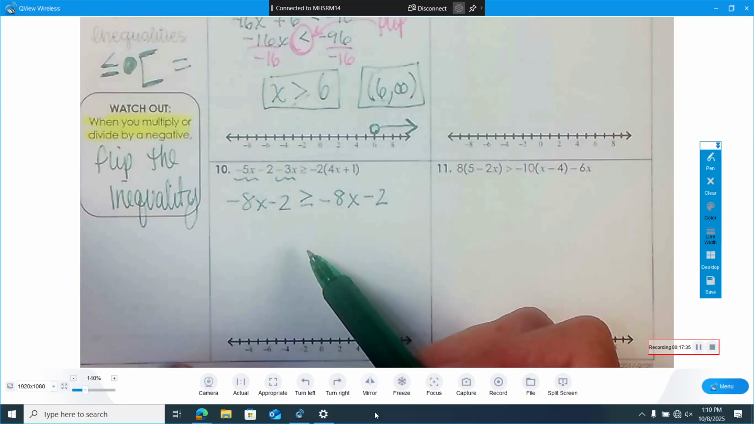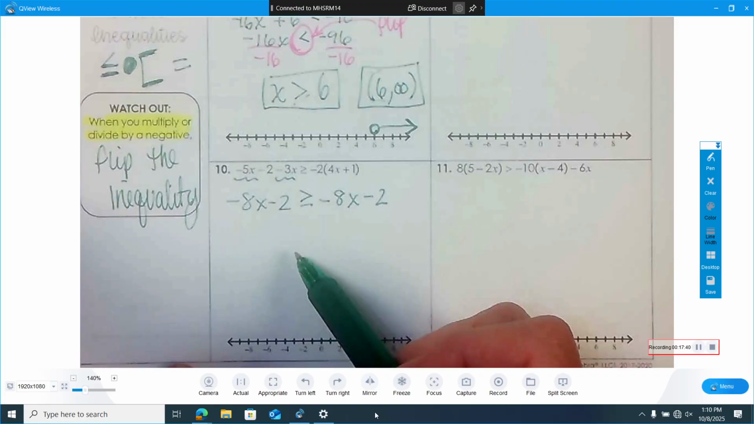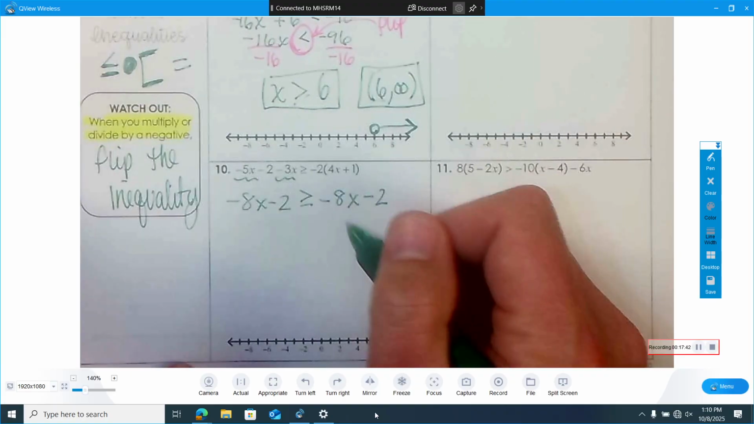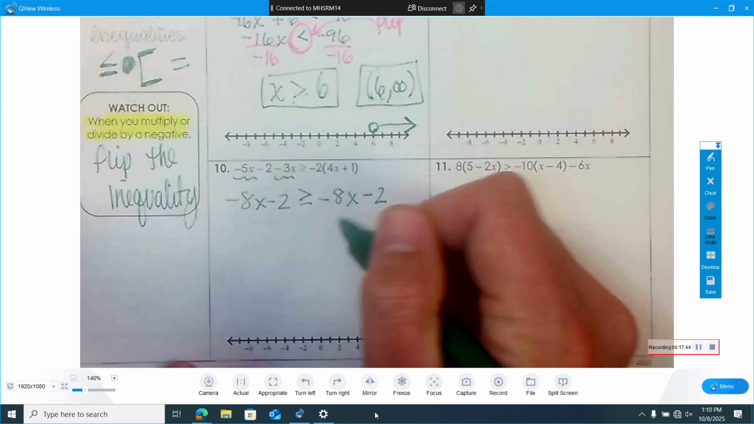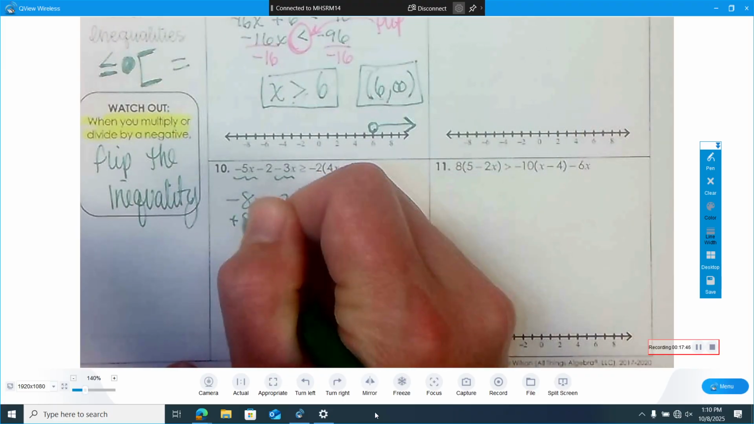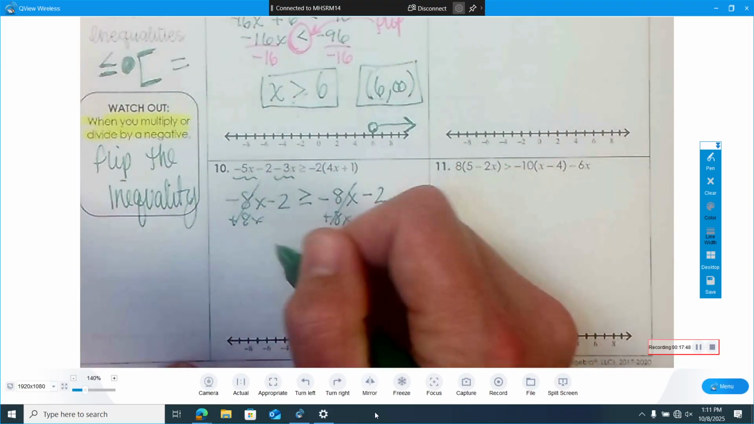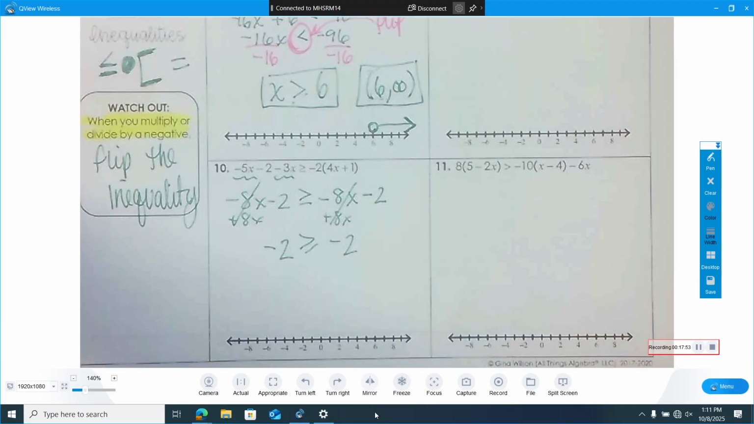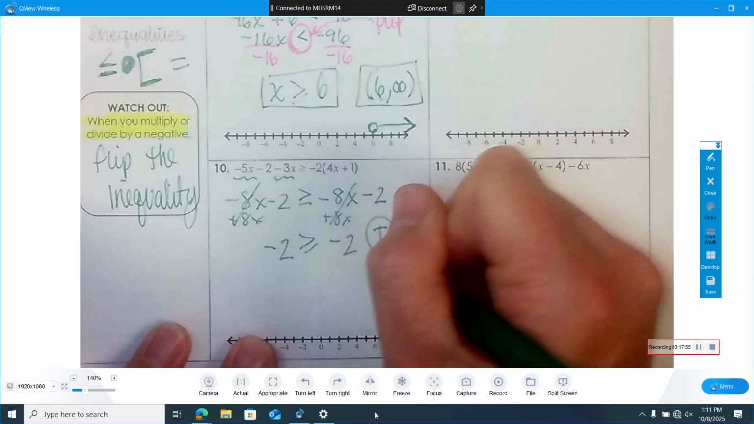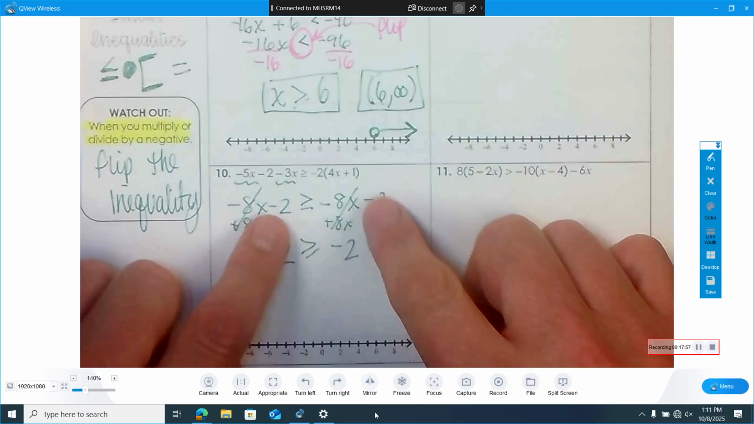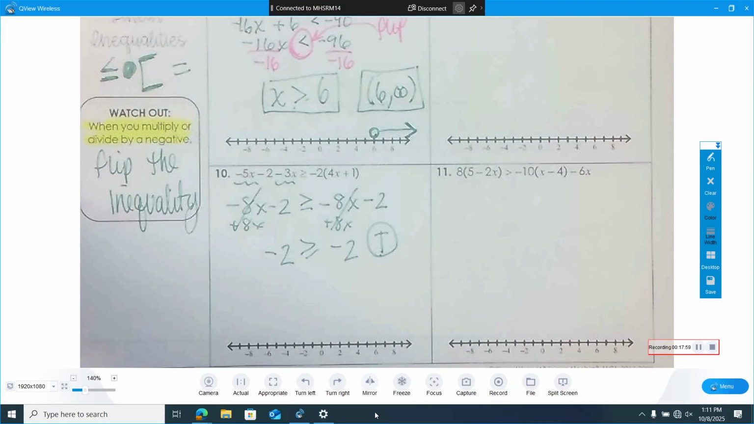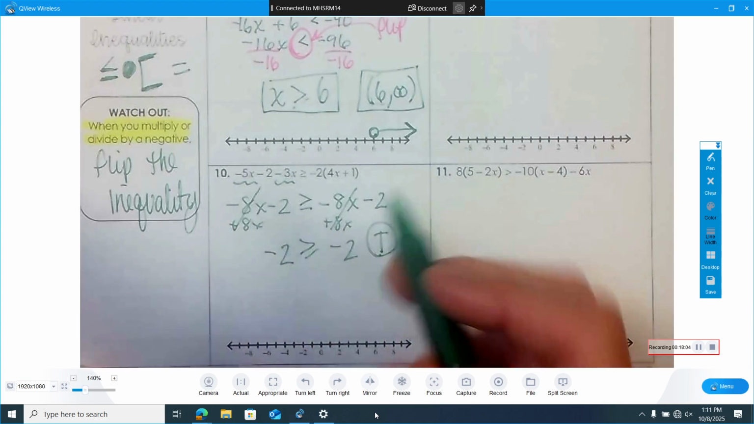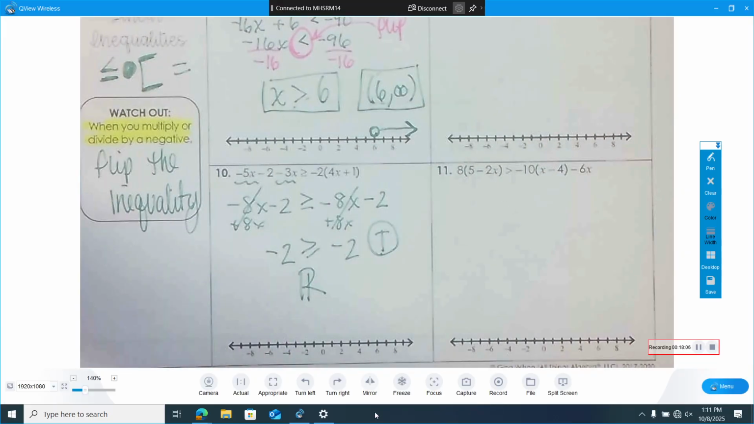Whoa, wowza! What happens now? Don't they just become equal? Aren't they identical? Yeah. So if I were to add 8x, which is how I would normally start, these things would cancel out, and I'm left with negative 2 is greater than or equal to negative 2. True or false? True statement. And this is true all the time. And it was the same up here. They're identical. The left side is always equal to the right side. This is all real numbers.